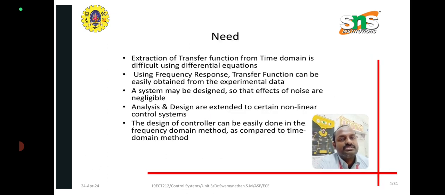So what is the purpose of using the Bode plot? Extracting the transfer function from the time domain using differential equations is difficult. Using the frequency response, the transfer function is easily obtained from the data. A system may be designed so that the effects of noise are negligible, so noise is removed. Analysis and design are extended to certain nonlinear control systems. The design of a controller can be easily done with the frequency domain method compared to the time domain method. So these are all the advantages and needs of the Bode plot.